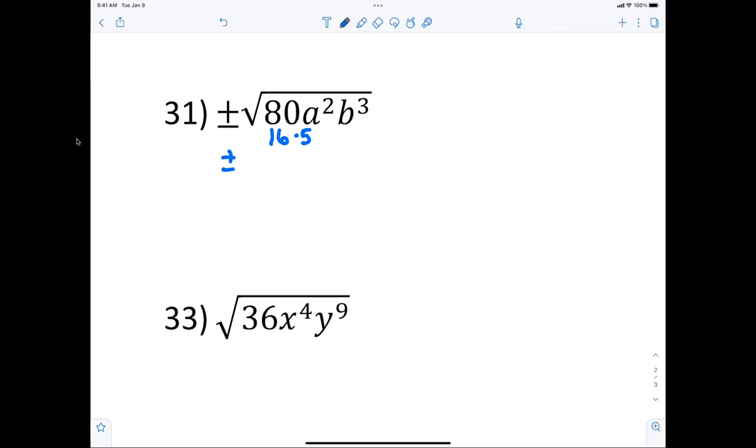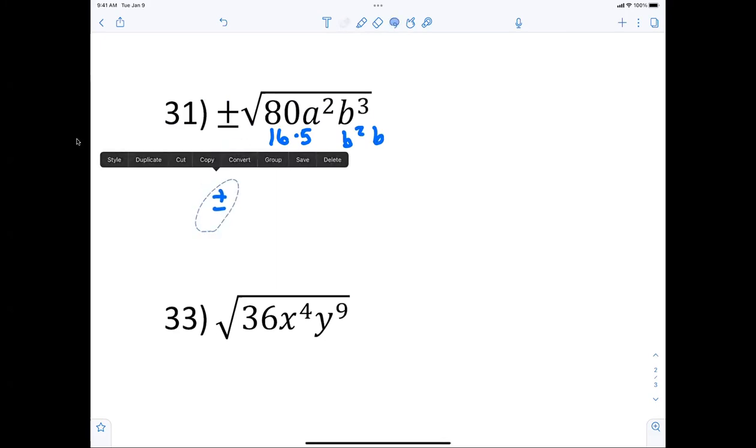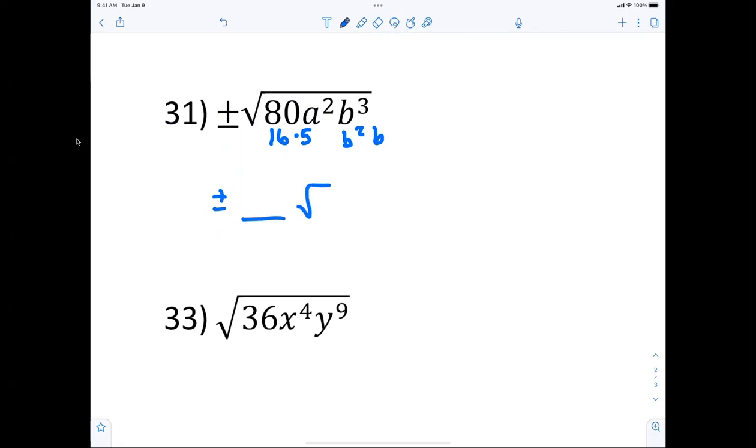So you want to try to find the largest perfect square. Is everybody happy with 16 times 5? Yes. And then, of course, b cubed is b squared and b. All right, so plus or minus, we're going to leave a space. Radical. What's the square root of 16? 4. 5 is in the radical, then a, b, and then b inside the radical. All right. Anybody have any issues with that?